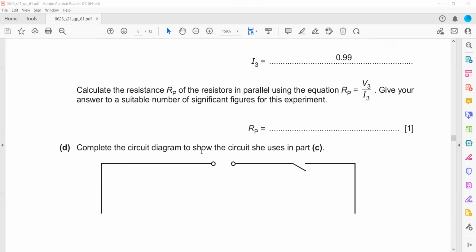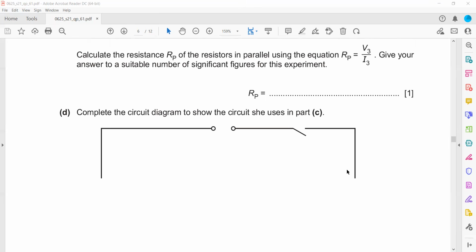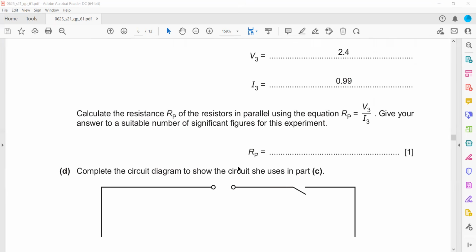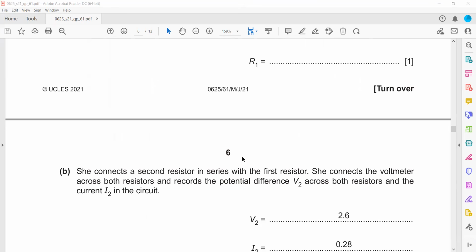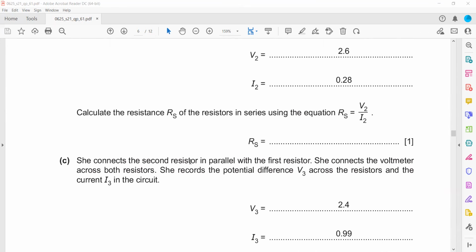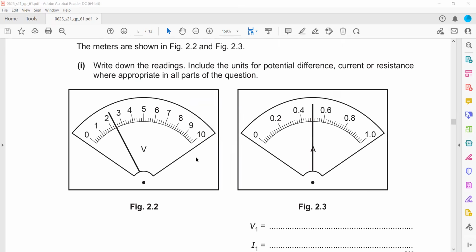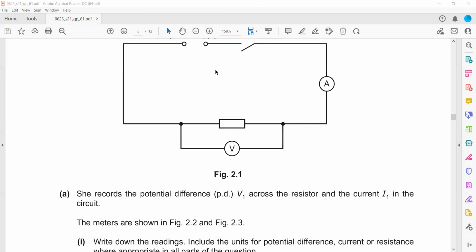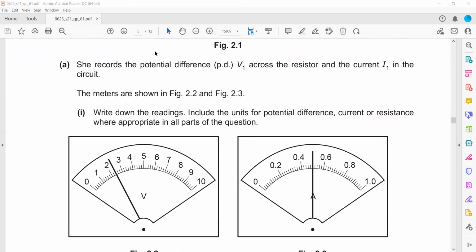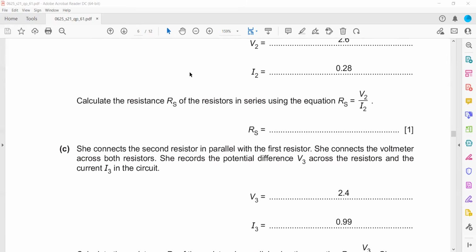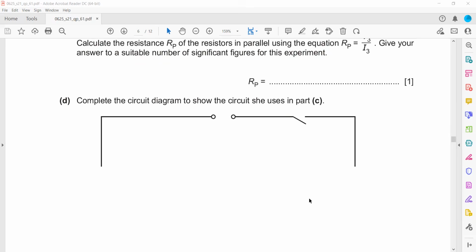Then complete a circuit diagram to show the circuit she used in part C. So here you have to draw the circuit. The same circuit, the only difference is that instead of connecting the resistor in series, there will be another resistor in parallel. You don't have to draw it here. You have to draw the circuit in the space which is given. So in this place you have to draw the full circuit.